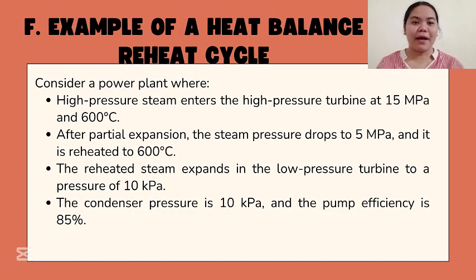Example of a heat balance reheat cycle. Consider a power plant where high-pressure steam enters the high-pressure turbine at 15 MPa and 600 Celsius. After partial expansion, the steam pressure drops to 5 MPa and it is reheated to 600 Celsius. The reheated steam enters the low-pressure turbine and expands to a pressure of 10 kPa. The condenser pressure is 10 kPa and the pump efficiency is 85%.